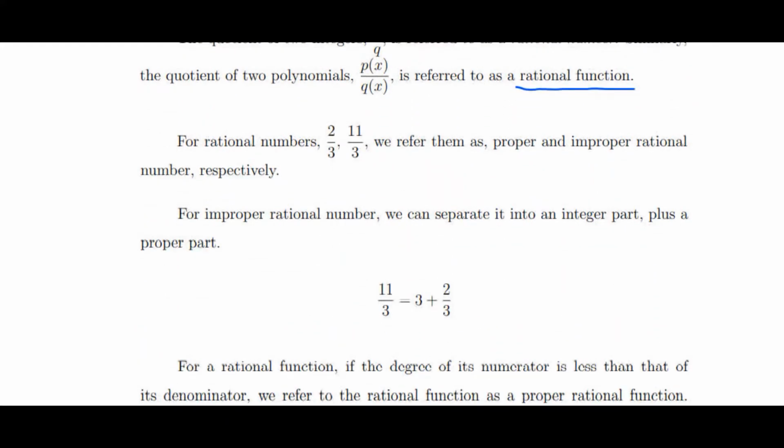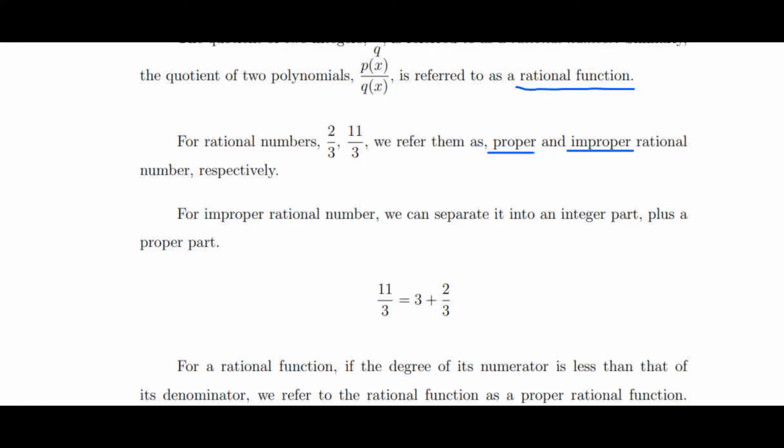Okay, so for rational numbers, like 2 over 3 and 11 over 3, those are rational numbers. So we separate those rational numbers into two parts. We say, first one is a proper rational number, and the second one is improper. So how can we separate the proper and improper? For the first one, we find the numerator is less than denominator. Right? For the second one, numerator 11 is larger than denominator.